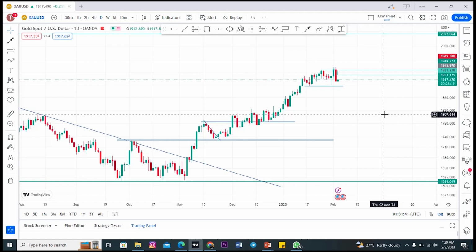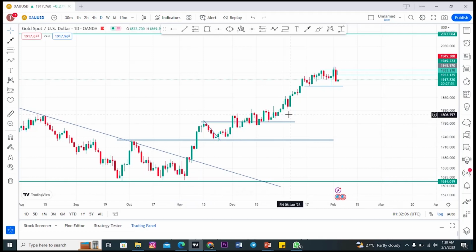So let me start off from the daily time frame. As we all know, gold is a pair that is very volatile in the market. So when trading gold, you have to be extra careful. So let's start off from the daily time frame.